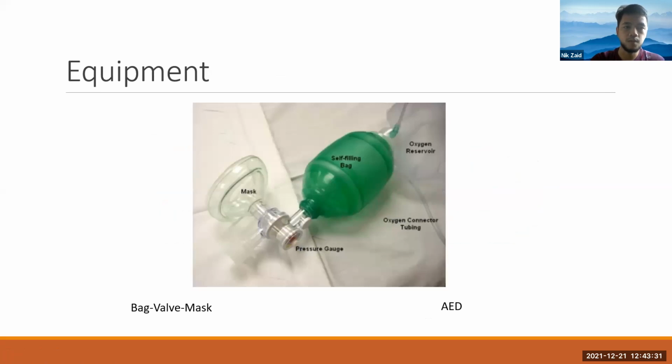Okay, so for equipment in CPR, basically we can equip a bag valve mask. This is in the case of a hospital setting, and then also an AED, also in the case of a hospital setting. If outside the hospital, we don't need any equipment.